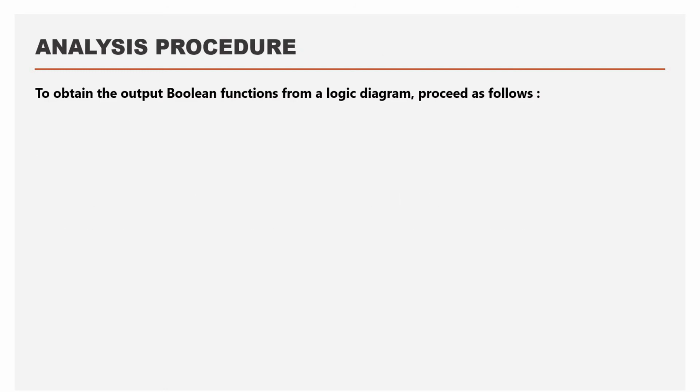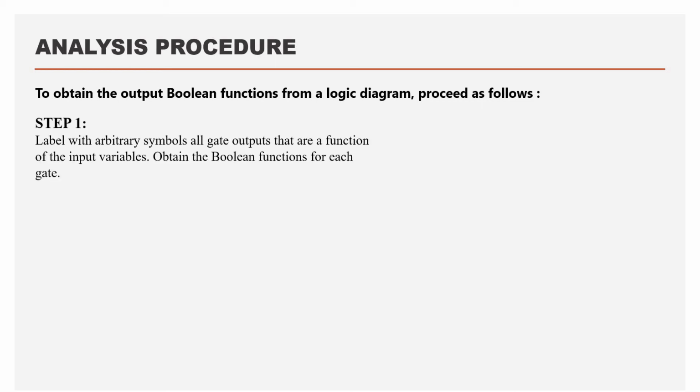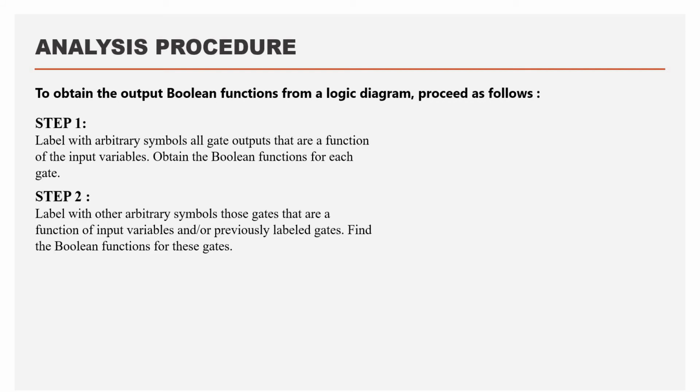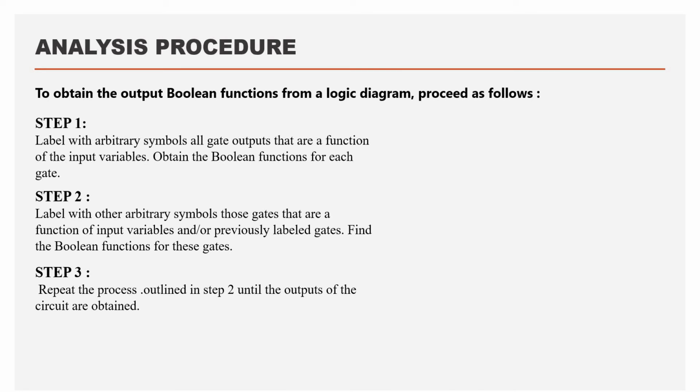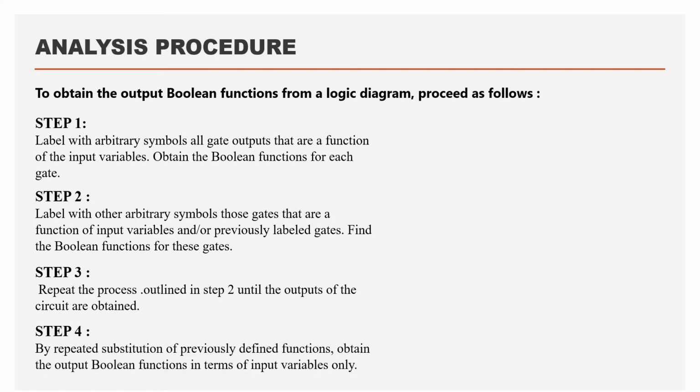In order to perform the analysis procedure, we have to do the following four steps. Step 1 is we label all the gates of the output which are the function of the input variables. In step 2, we find the Boolean function for each labeled gate from input to the output gates. In step 3, we repeat step 2 until the outputs of the circuits are obtained. And in step 4, by repeated substitution of the primarily defined functions, we obtain the Boolean function in terms of the input variables. These steps will be more clear when we discuss the example in the next slide.